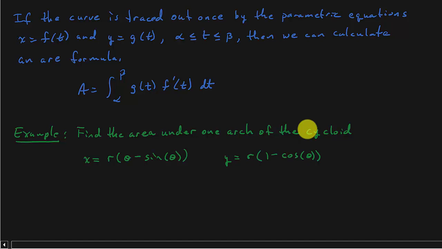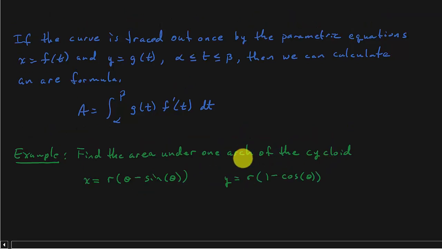So it says find the area under one arch of the cycloid. It says if the area is traced out once by the parametric equations x equals f of t and y equals g of t, and t is between alpha and beta, then we can calculate an area formula: A is equal to the integral from alpha to beta of g of t times f prime of t dt.